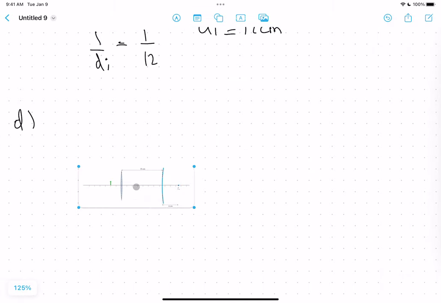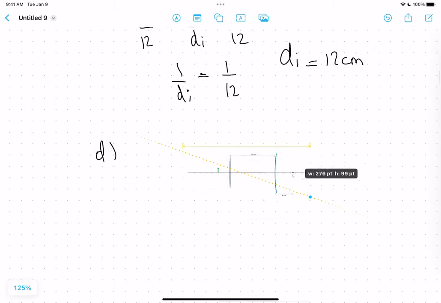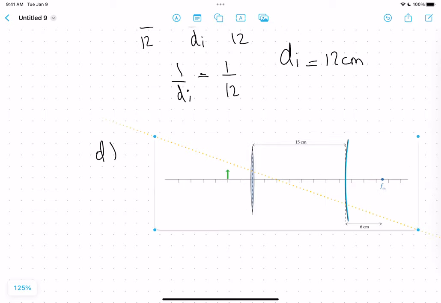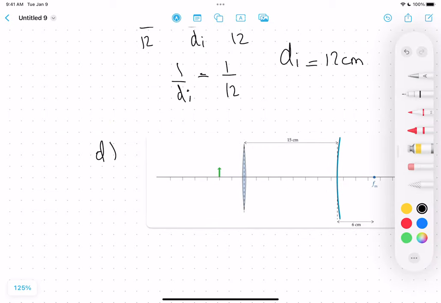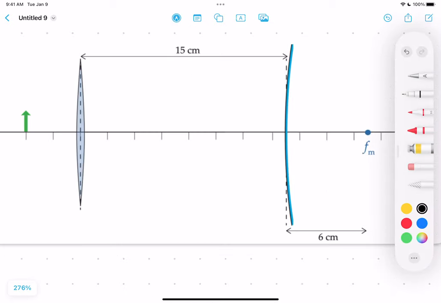And I'll draw it up on the board here in a second. But so we have the image was located somewhere around here. Okay. And now they want us to figure out the new image that's produced as a result of this convex mirror, right? So now we're just going to be using the principal rays that we know for convex or concave mirrors.